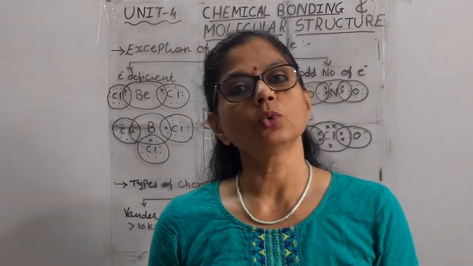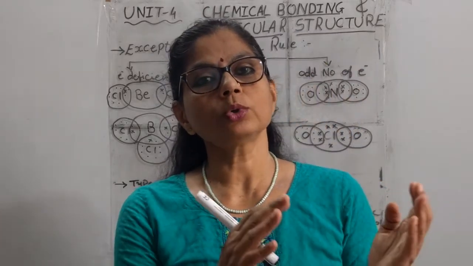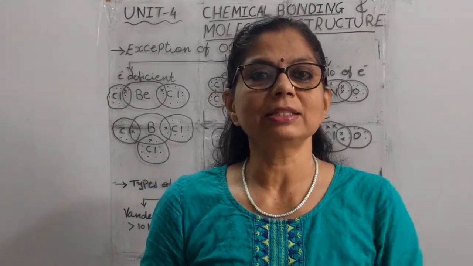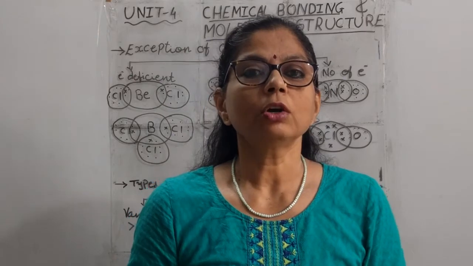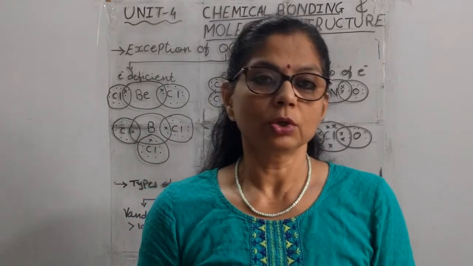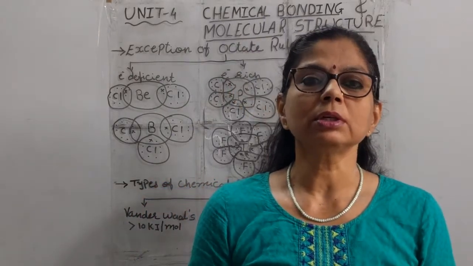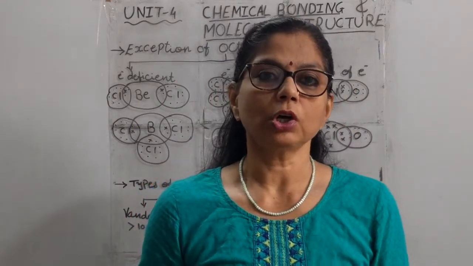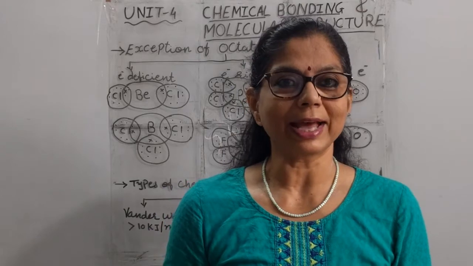Now in part 2 we are going to start from where exactly we ended, that is, BeCl2 does not follow the octet rule. So there are some molecules and compounds which do not follow the octet rule. So we'll start with that.